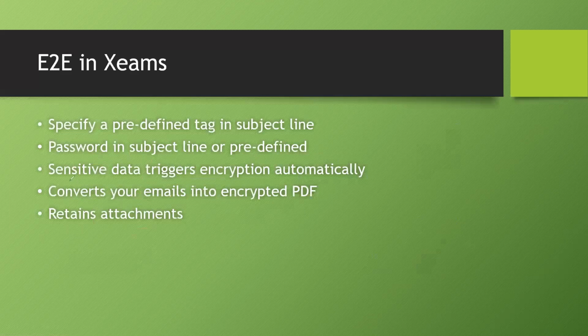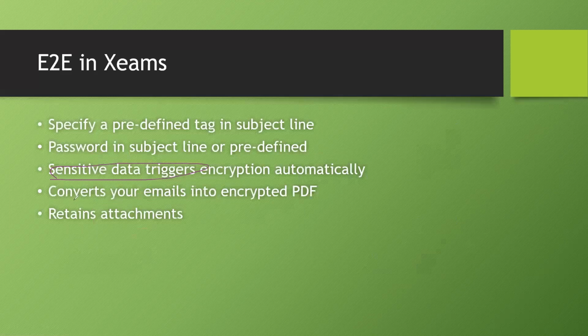Another option is that you can create sensitive triggers, for example credit card numbers or social security numbers or any of those things. If Zeams finds those numbers in an email, it is automatically going to encrypt it. And if a predefined password is not defined, the message is going to get rejected by Zeams because you did not encrypt the email.